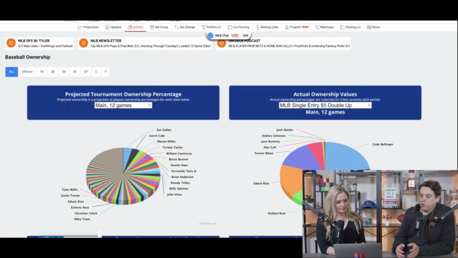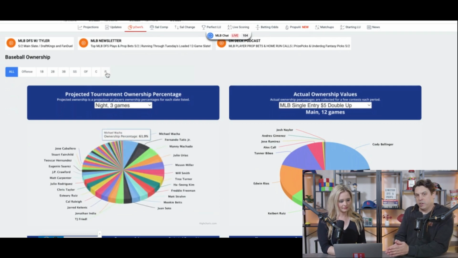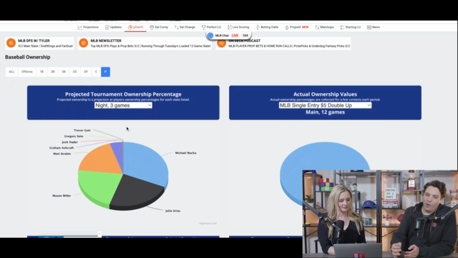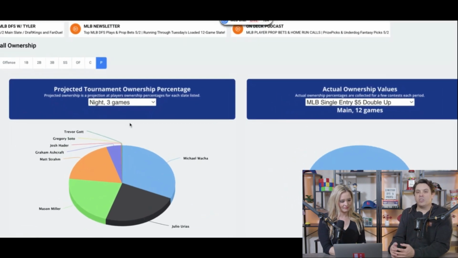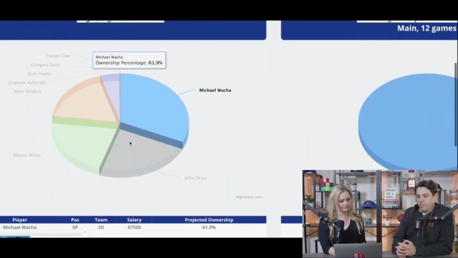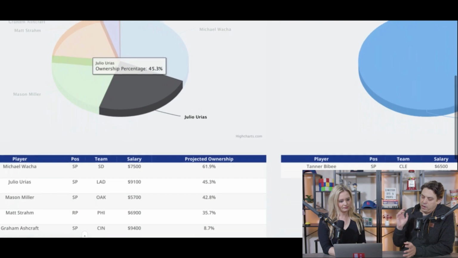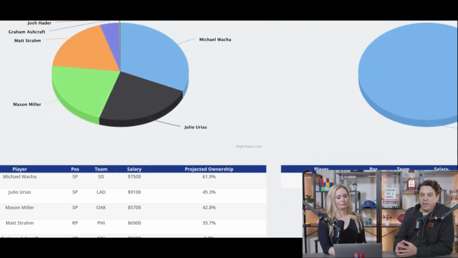Now, the numbers and the projections don't have to be exactly right. We just want them directionally right. We want to know what teams or players are likely the highest owned and what players are just kind of being forgotten about by the field. So it's very important to go through and check ownership and just see what it is.